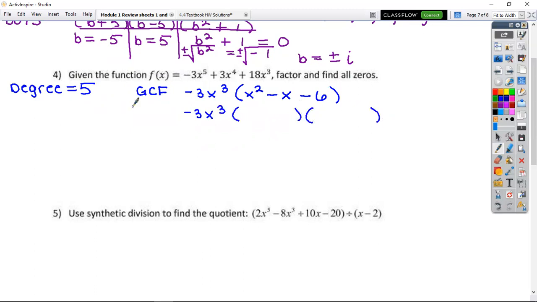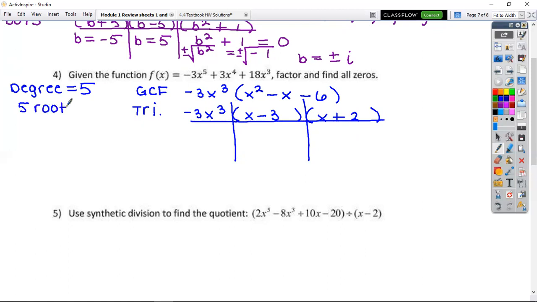So now you're going to apply your trinomial method. So multiplies here to negative 6, adds to negative 1 is going to be x minus 3 and x plus 2. So I'm going to go right down the middle and find all of these. Because this was a degree 5 polynomial, it means that we are going to have 5 roots or zeros. So essentially 5 answers. But remember, some of them might occur more than once.